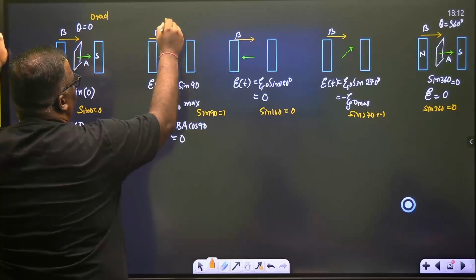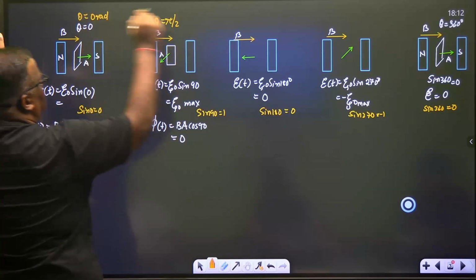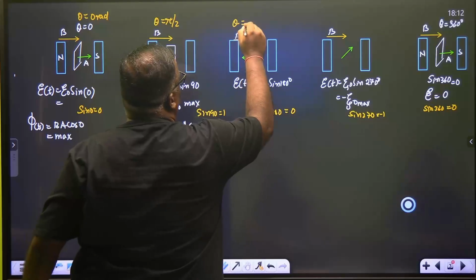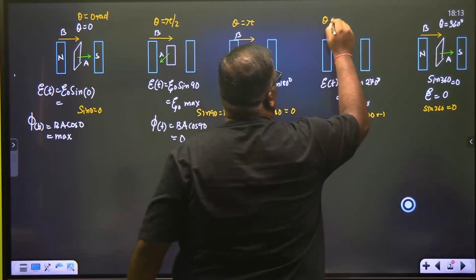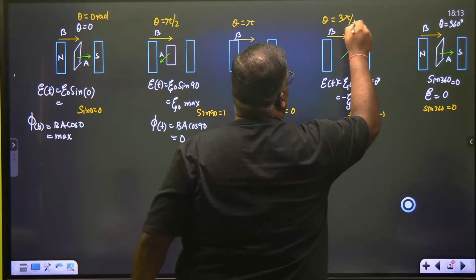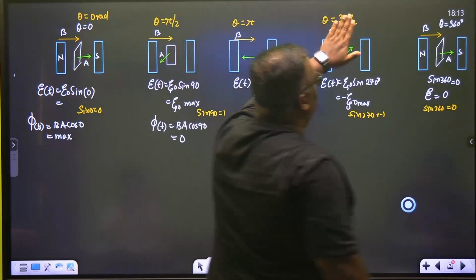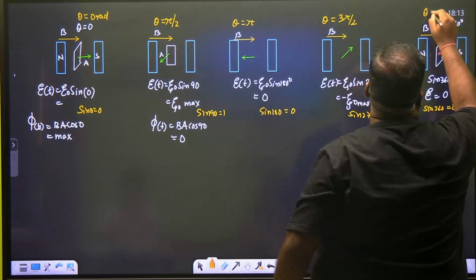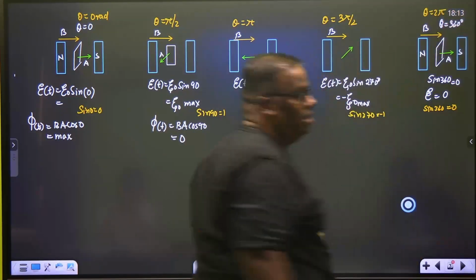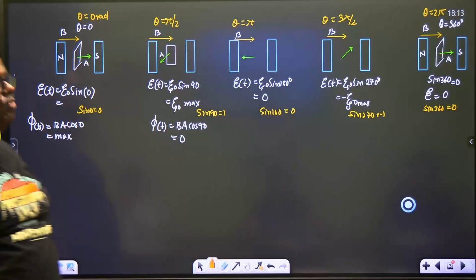Here theta is equal to pi by 2. Theta is equal to pi. Theta is equal to how much? 3 pi by 2. Very good. So this is 0, pi by 2, 2 pi by 2, 3 pi by 2, 4 pi by 2, where theta is equal to 2 pi. Clear? Now understand.